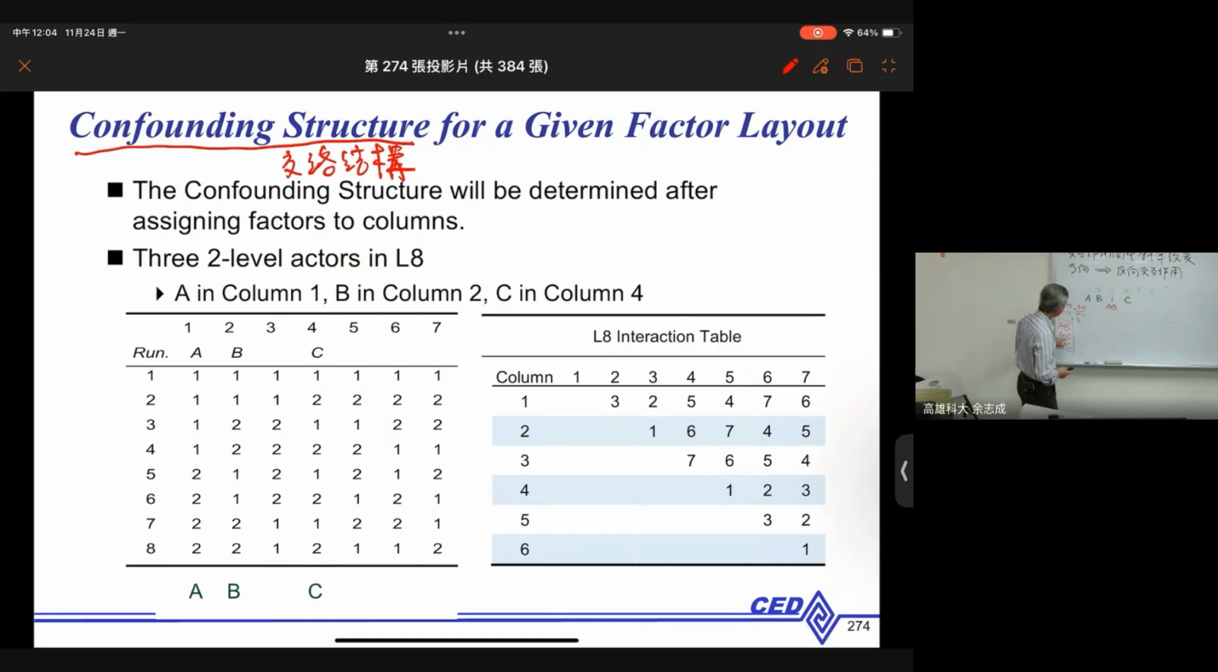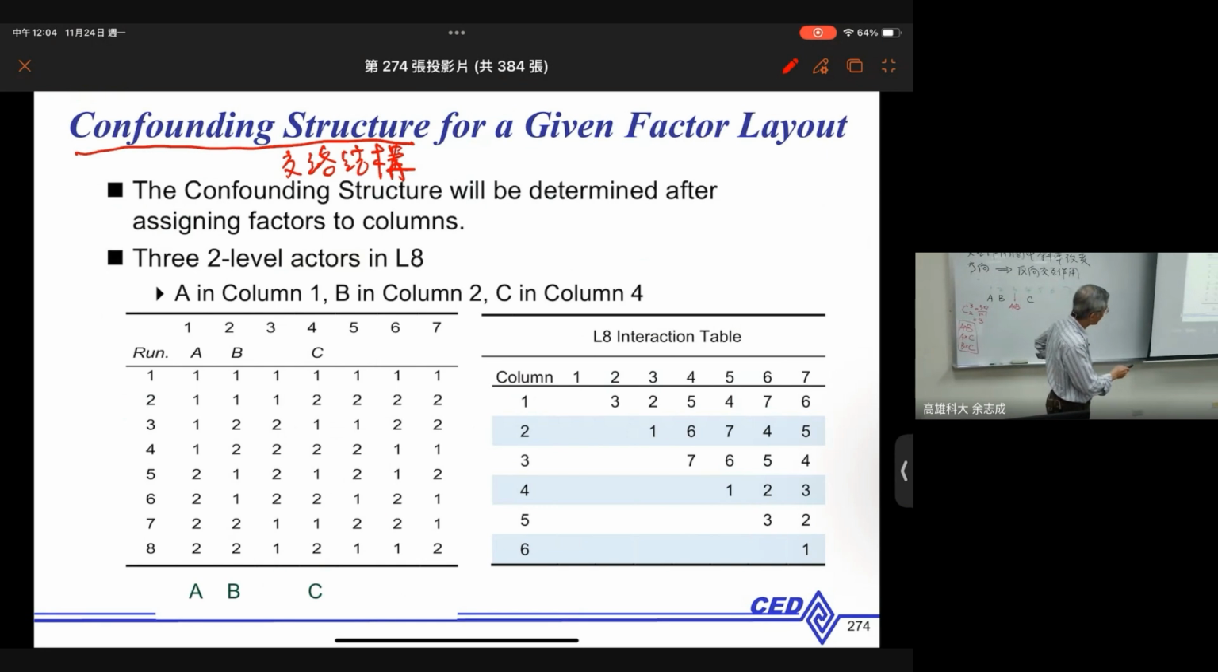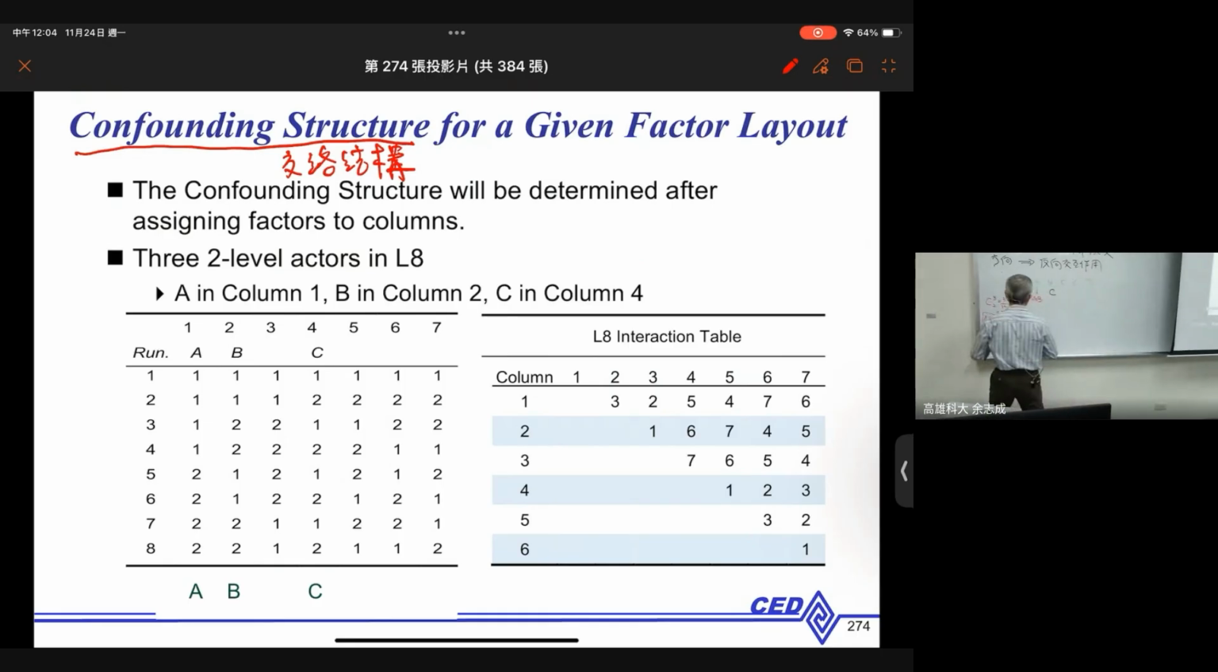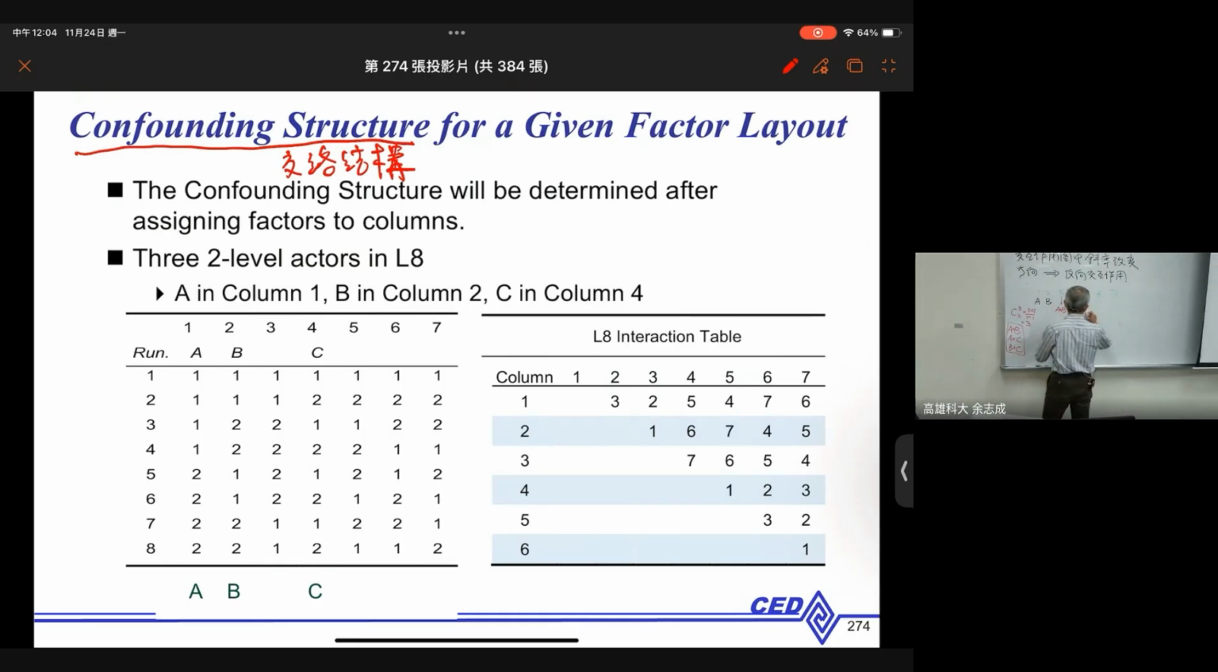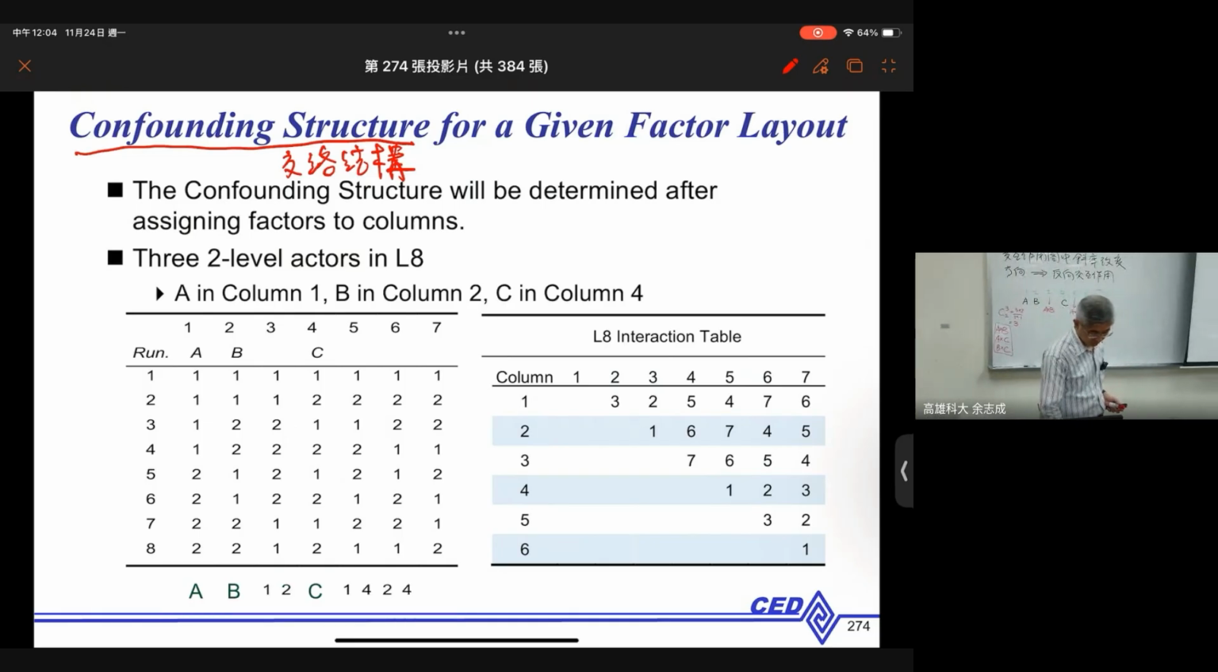How about AC? A, column 1, C in column 4. So column 1 and column 4, the interaction will happen in column 5. So AC will be in column 5. Do the same thing for BC. You should be able to finish that, and the interaction ABC will be in column 6.